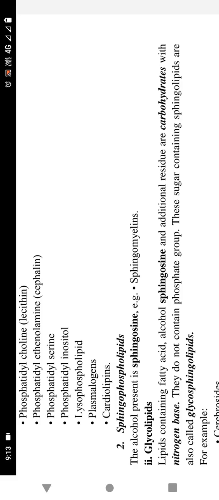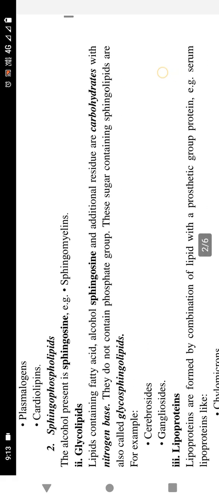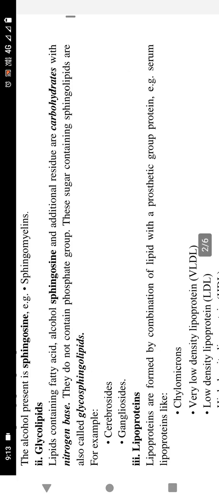Then we see glycolipids. These are lipids containing fatty acid, the alcohol sphingosine, and an additional carbohydrate residue with a nitrogen base. They do not contain a phosphate group. These sugar-containing sphingolipids are also called glycosphingolipids because the carbohydrate, which means the glucose, is present. For example, cerebrosides and the gangliosides of the brain are the essential glycolipids present in our brain.